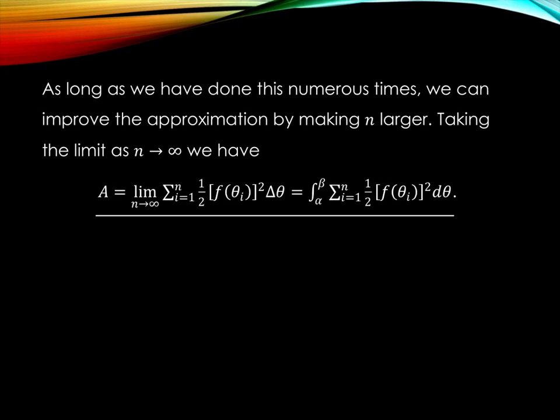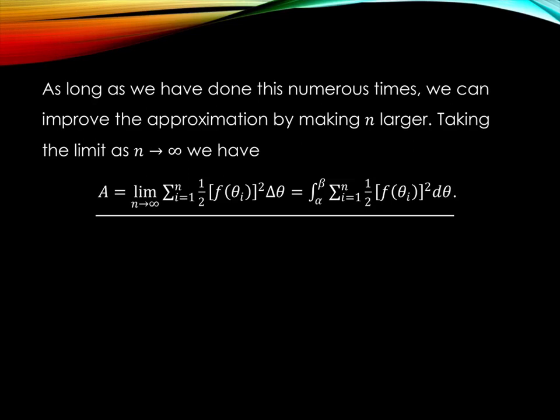And as long as we've done this numerous times, we can improve the approximation by making n larger. Taking the limit as n goes to infinity, we have the limit as n goes to infinity of the summation from i equals 1 to n of 1/2 f of theta sub i squared delta theta, right? Same as we had on the previous screen. And this is equal to the definite integral from alpha to beta.